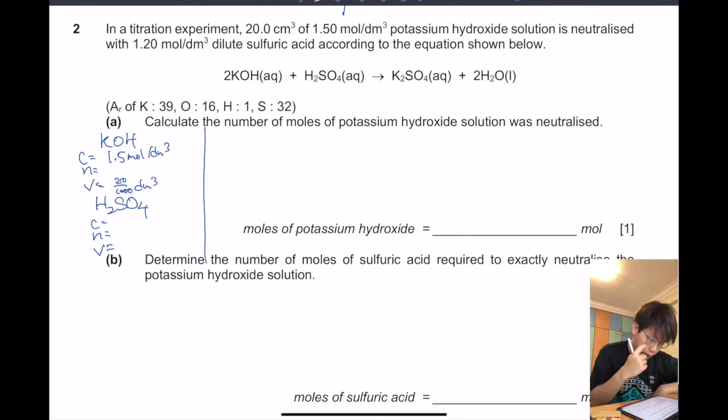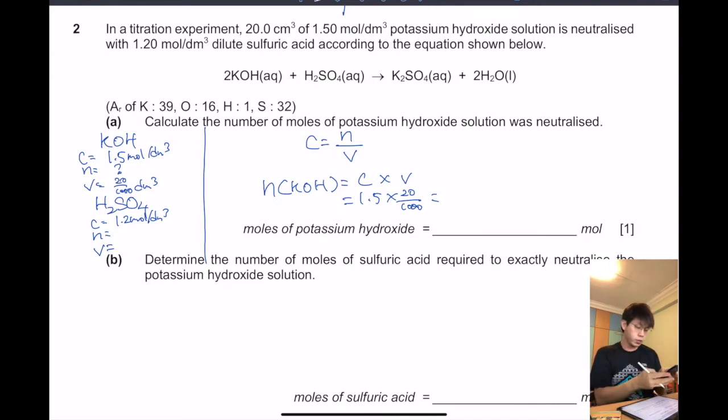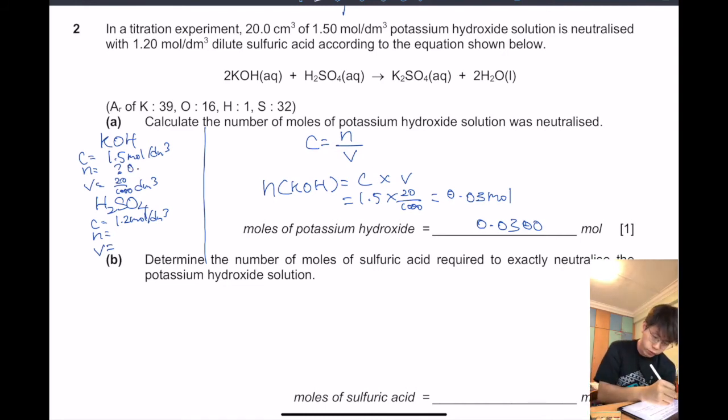Next, what else do I know? Concentration of sulfuric acid, yes, 1.2 moles per dm cube. Is that all I know? Yep. So this question asks me to first calculate the number of moles of potassium hydroxide. So I want to find this one over here. Step by step. I know that concentration equals number of moles divided by volume. So number of moles of potassium hydroxide is just C times V. The C is 1.5. The V is 20 divided by 1000. 1.5 times 20 divided by 1000 gives 0.03 moles. You can leave it as 3 significant figures also. So now I know that this is 0.03 moles.